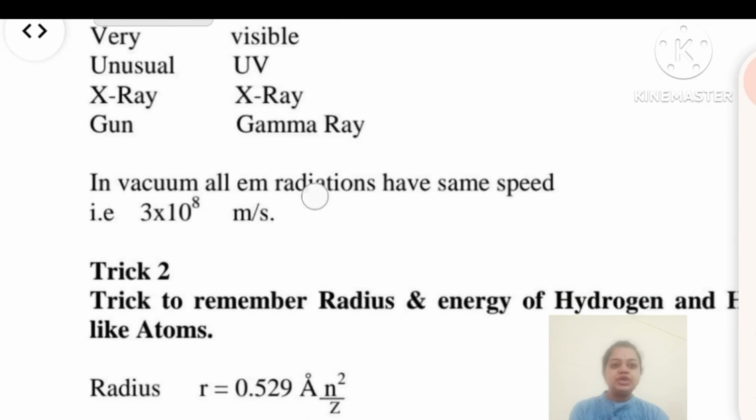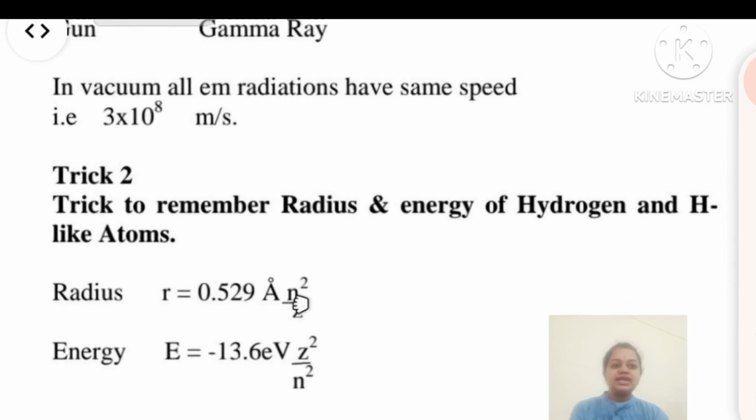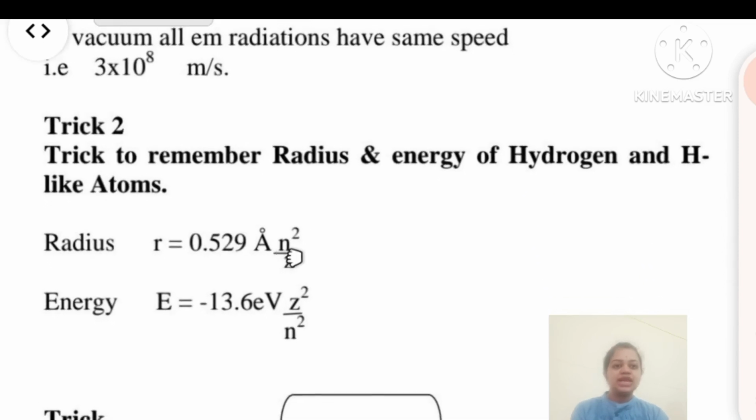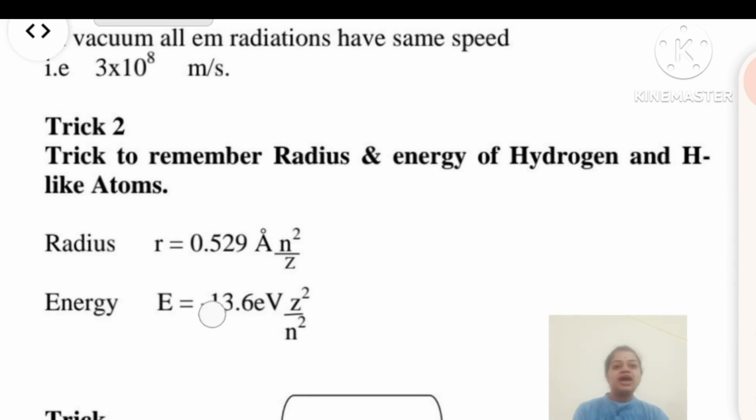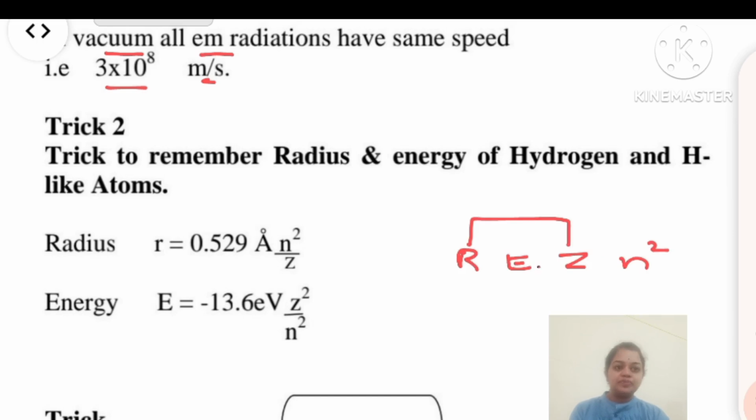Going to trick number 2, that is radius and energy of hydrogen and hydrogen-like atoms. Hydrogen has its own radius and energy. If letter R comes, then Z will be, you have to write REZN square. First, you write it at one corner, REZN square. When R comes, Z will be below. When E comes, N square will be below.